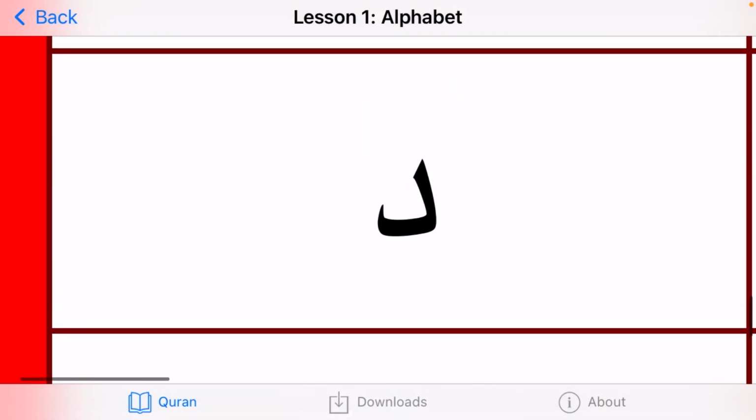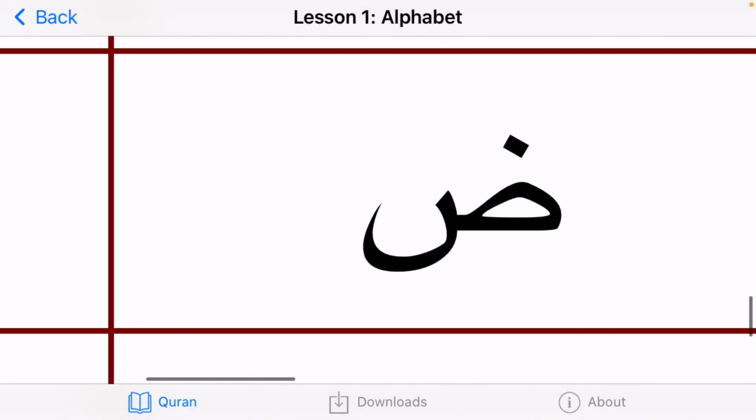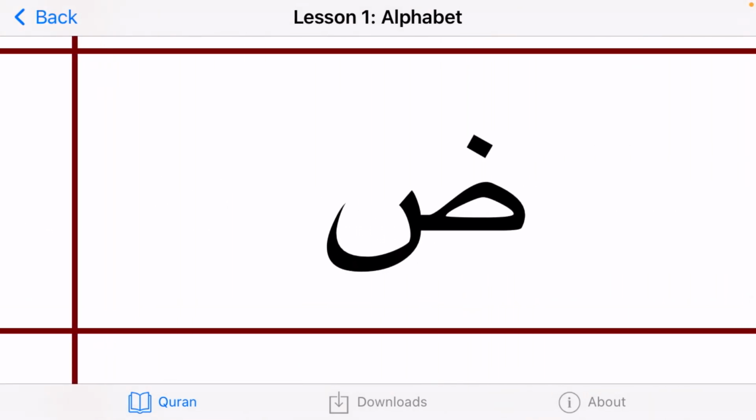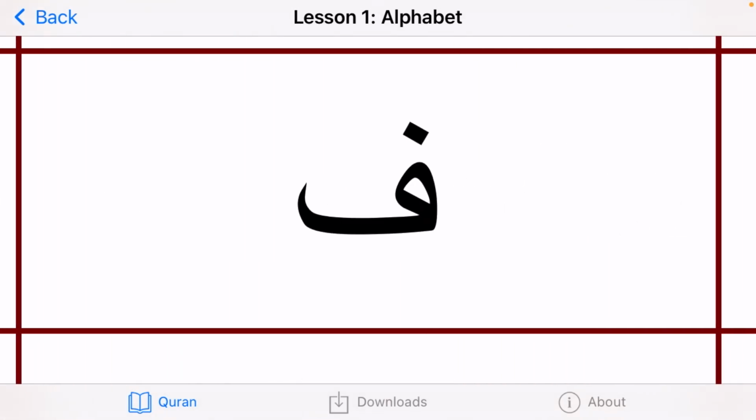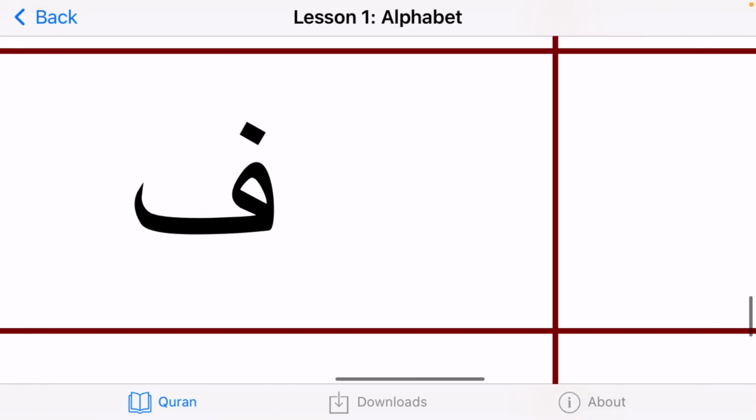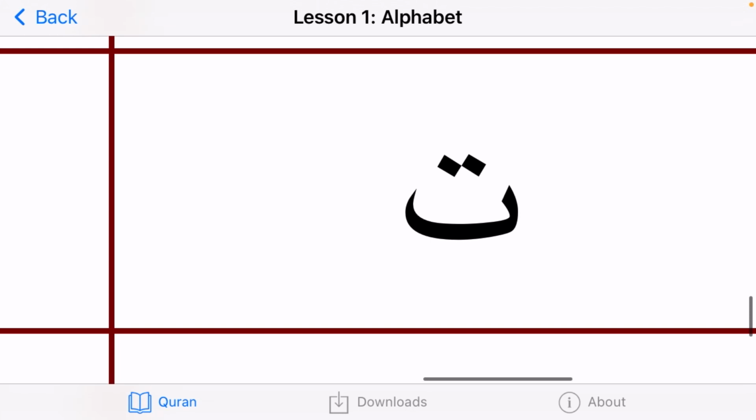This one, dal. Dal, again, the difference between dal and dal is that dal has no dots and dal has a dot above. This one is bod. This one is fa. Again, as we discussed, fa has 1 dot above and qaf has 2 dots above. Fa and qaf, in the middle of a word, they look similar. The dots differentiate them.